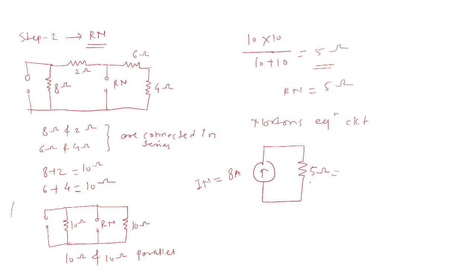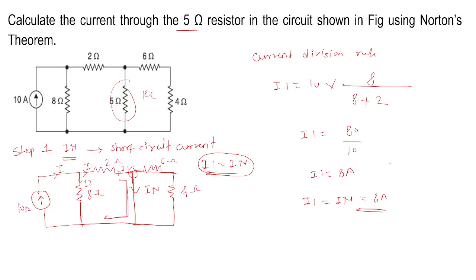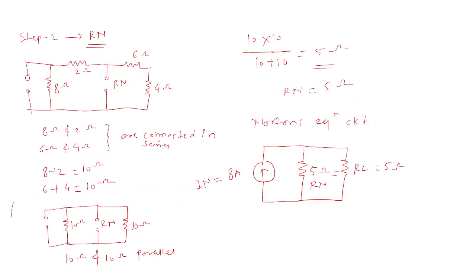So this is your RN. Again, I am reconnecting here RL, that is our 5 ohm. But what is asked in example? Current through 5 ohm resistor with the help of Norton's theorem. So now this 8 ampere current is coming at this node, and this 8 ampere current getting divided in two parts, I1 and I2. Again here current is getting divided.